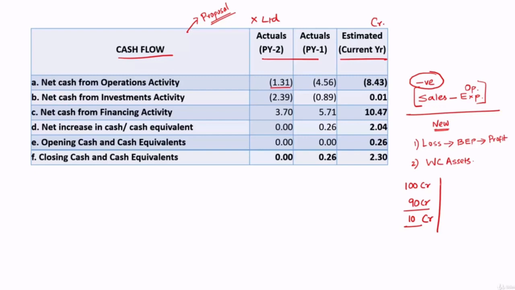Why? The reason can be like this. Out of 100 crore sales, let's say 70 crore is on credit. It means they have generated cash of only 30 crore. Out of 90 crore expenses, let's say they have already paid 60 crore. It means what is yet to be paid is only the balance 30 crore.